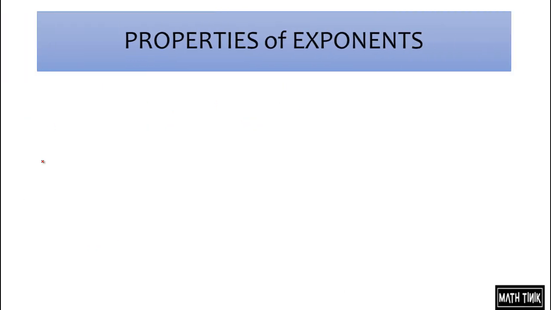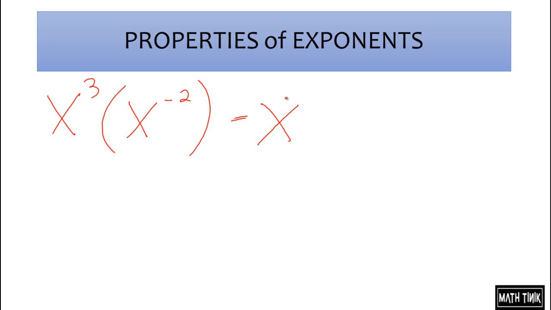Let's have another example. What if we have x cubed times x minus 2? Now, these still have the same base. You can just actually write it directly like x raised to 3 plus negative 2. In this case, of course, x minus 2, it will give you x raised to 1, or you can just write it as x.